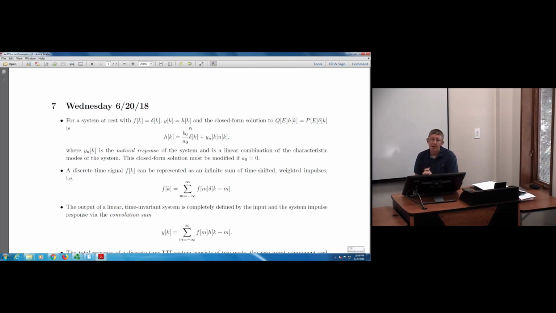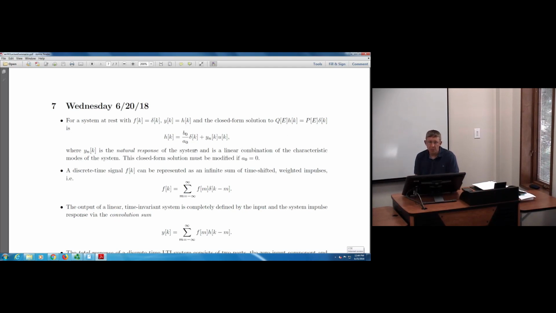One thing we'd like to be able to know is how to solve for h of k. How do you solve this difference equation under that input of an impulse, system at rest, and the output? How do you solve for h of k? We didn't prove or derive this equation. We kind of reasoned through why this made sense.